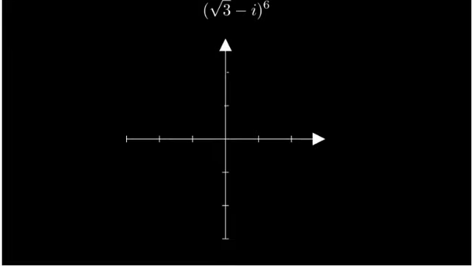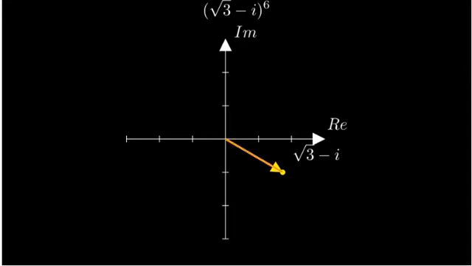Here's our complex plane. The point square root of 3 minus i has a real part of square root of 3 and an imaginary part of -1. To convert this to polar form, we need two things: the modulus r and the argument theta.